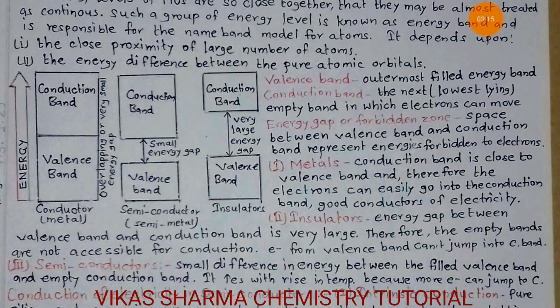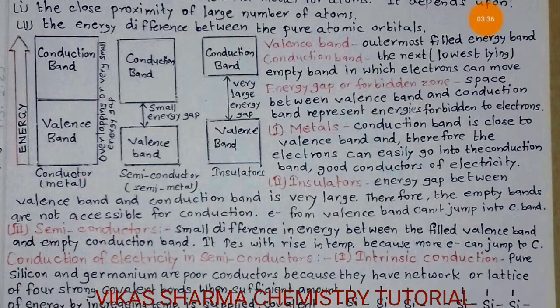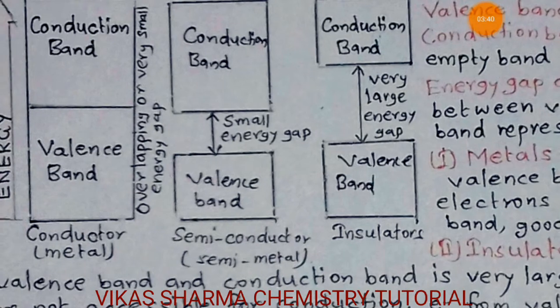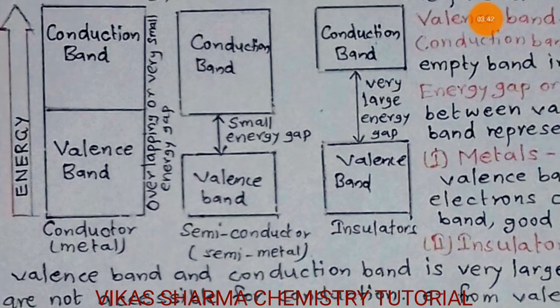So student, the first one is valence band: the outermost filled energy band. Conduction band: the next lowest lying empty band in which electrons can move. And the third one is energy gap or forbidden zone: the space between the valence band and the conduction band, representing energies forbidden to electrons. So student, you have seen on the display the conduction band, where electrons move, and the valence band.